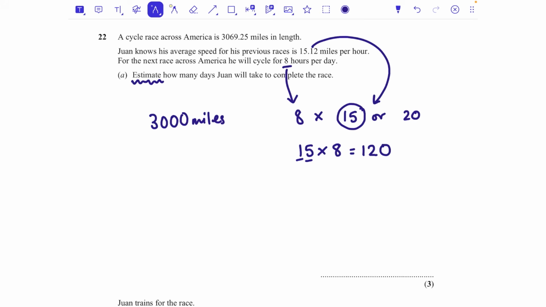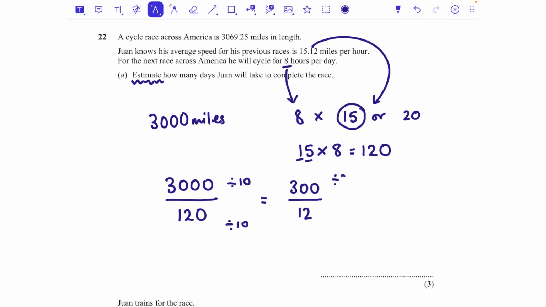How many days is it going to take him? Well, we need to do 3,000, and we need to divide that by 120. Now, if you get a tricky division and you're not sure how to do it, write it as a fraction, and then just keep simplifying. So I'm going to divide the top by 10, divide the bottom by 10. So that'd be 300 divided by 12. I'm now going to divide that by 2.